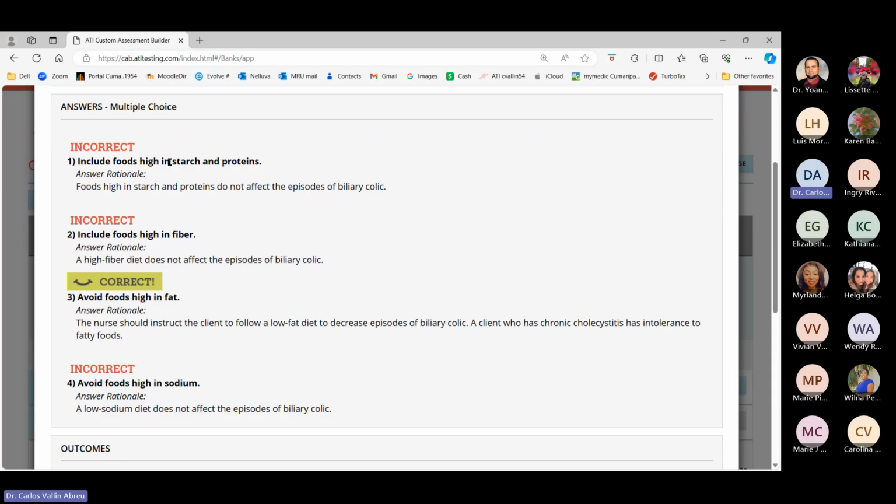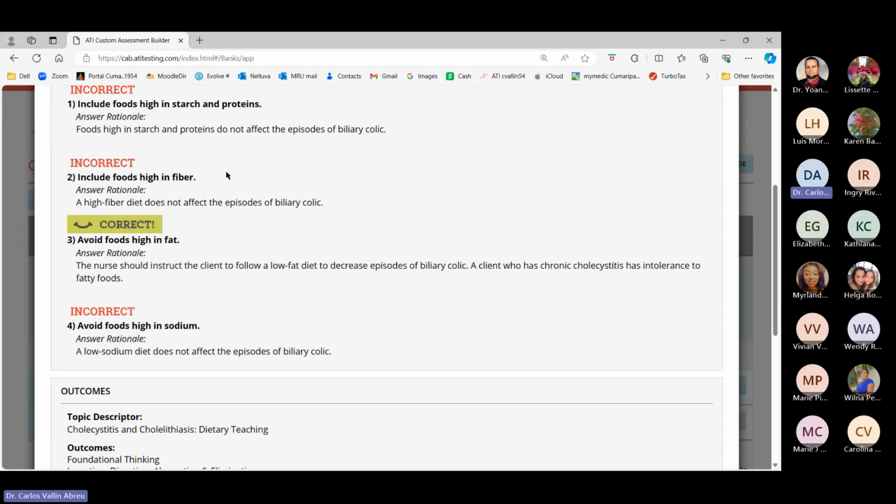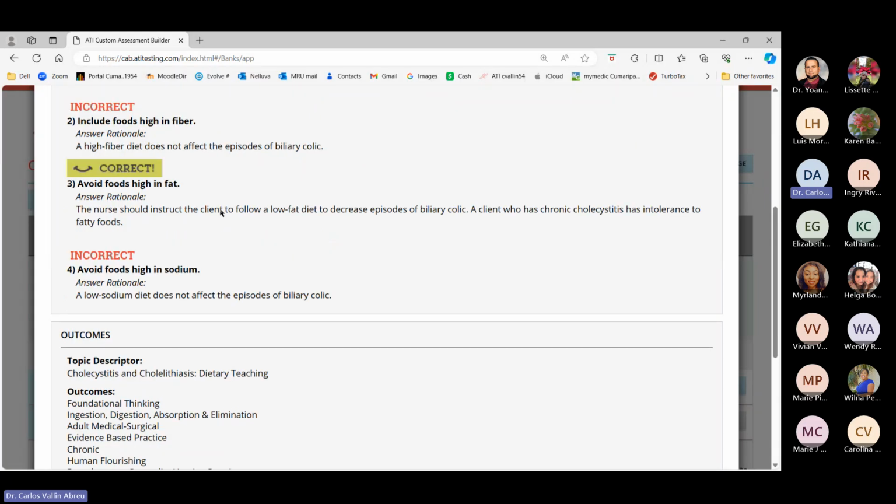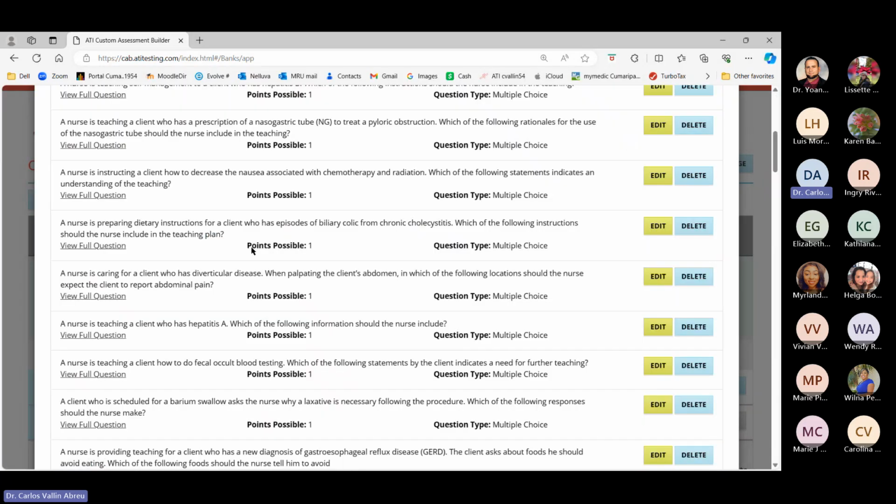Include foods high in starch and proteins. No reason for that. Include foods high in fiber. No reason for that. Avoid fat. Yes, the client that suffers from gallstones should avoid fat in their diet. Avoid foods high in sodium. No reason for that. Okay, we agree.